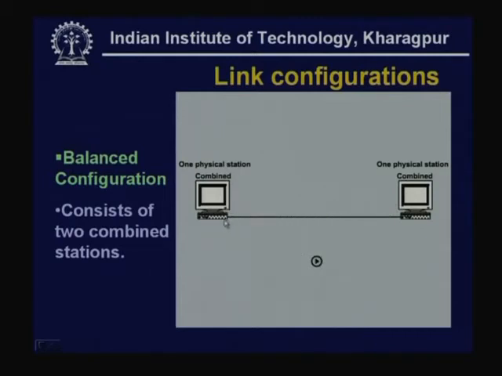for the corresponding command. Similarly, this side can also issue a command, and this side will in turn generate the response. So, you see a single combined station can issue both commands and responses, and that is how the exchange of information takes place in balanced configuration. So, this is how the balanced configuration works using two combined stations, and here it is always point to point.